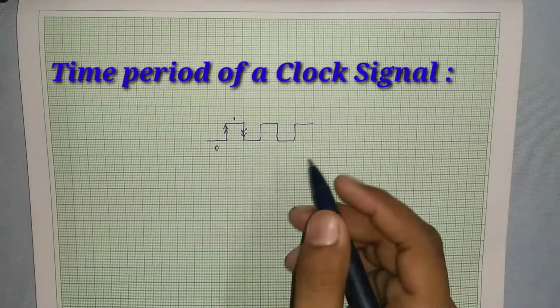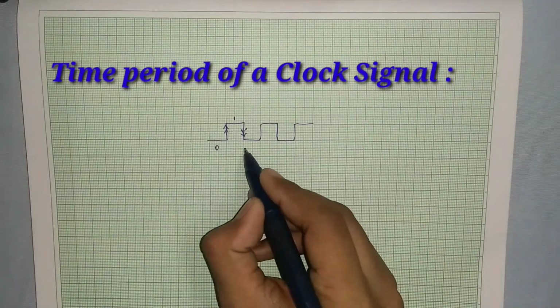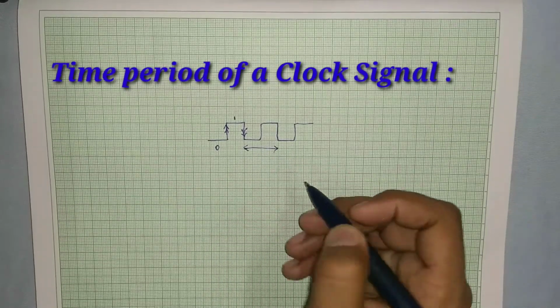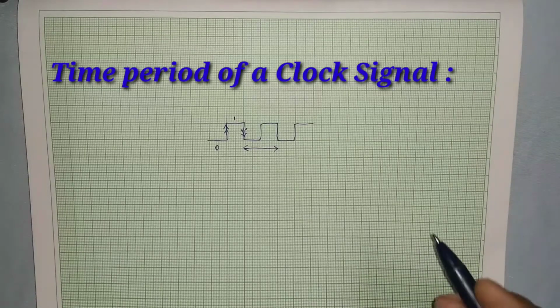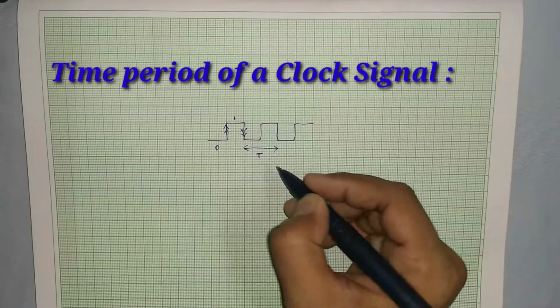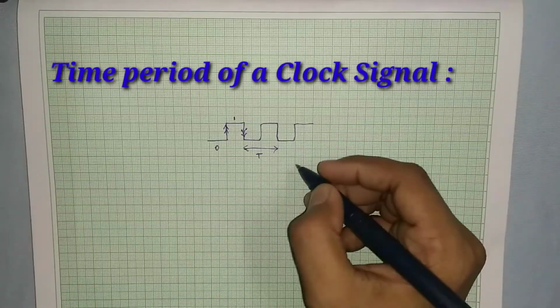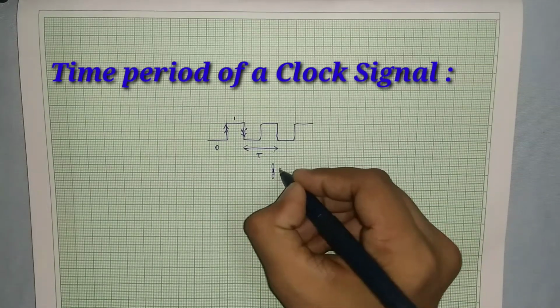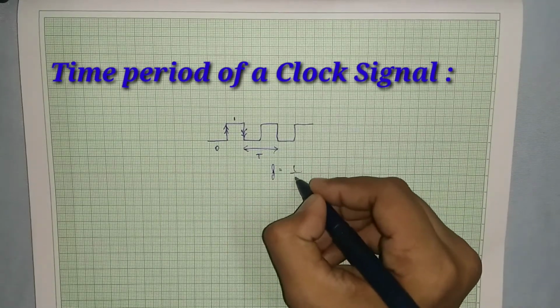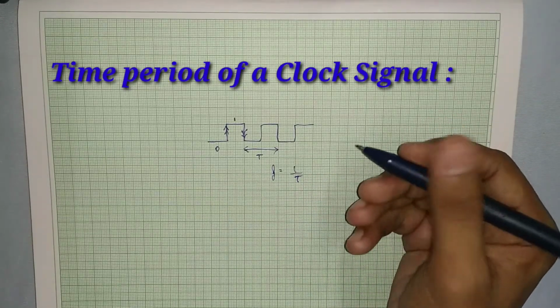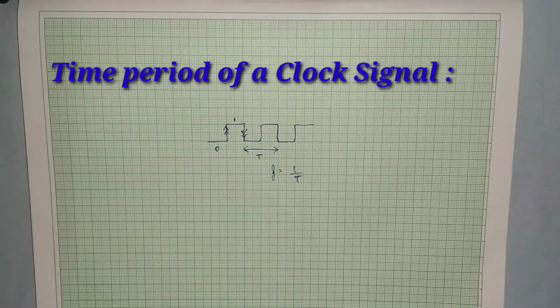This clock signal has a time period, and a time period is the time in which one oscillation is performed. So time period is represented by T, and the frequency of oscillation, that is F, is equal to 1 upon T. That is, frequency is inversely proportional to time period.